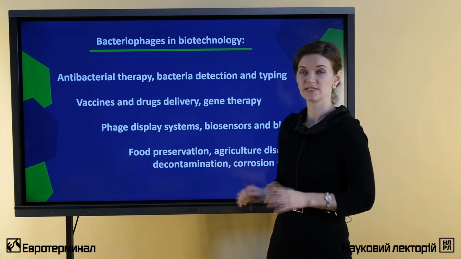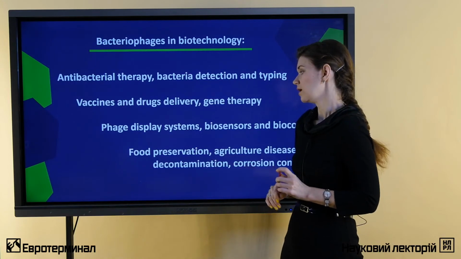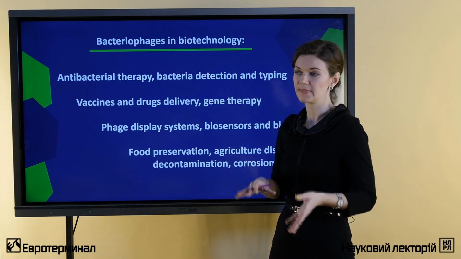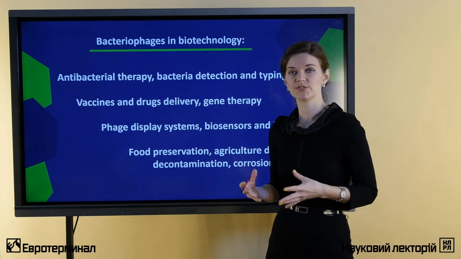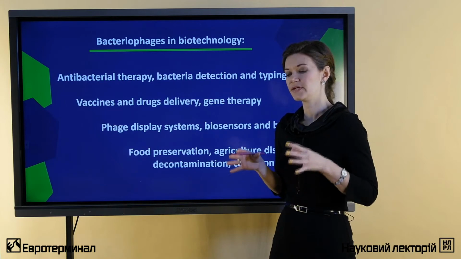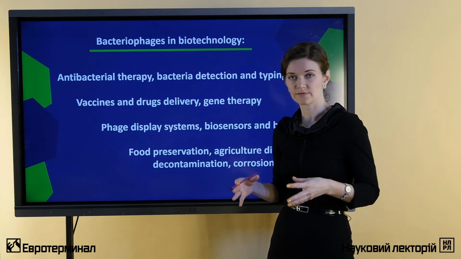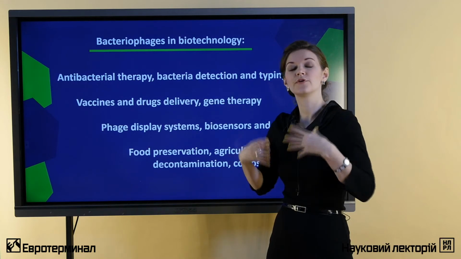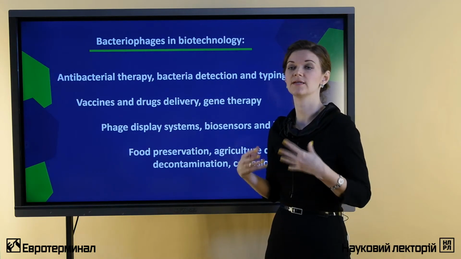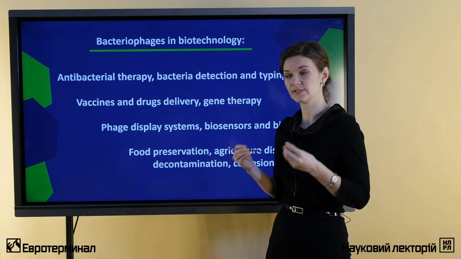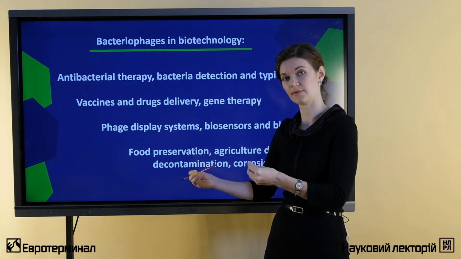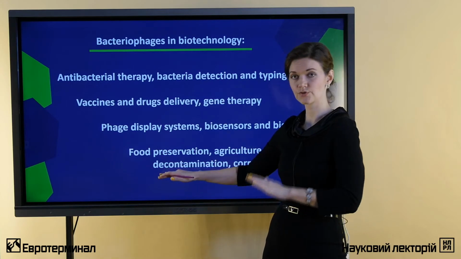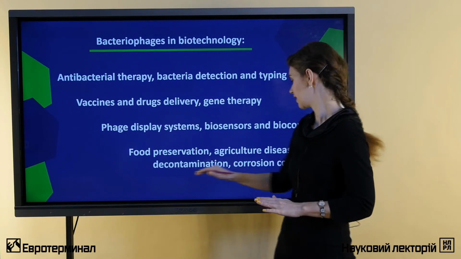And last but not least, food preservation. Some products like meat and milk can be treated with phages. The bacteria that cause the spoiling of these foods will be destroyed, and it will prolong the freshness, the life of these products. So it will keep them fresh for a longer time without using any chemicals, any antibiotics, just a natural way to preserve food.